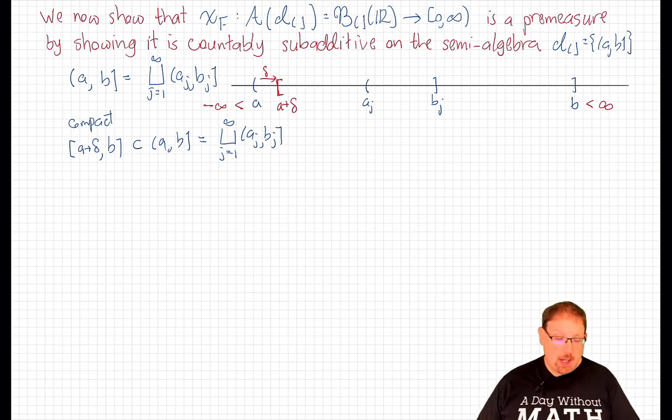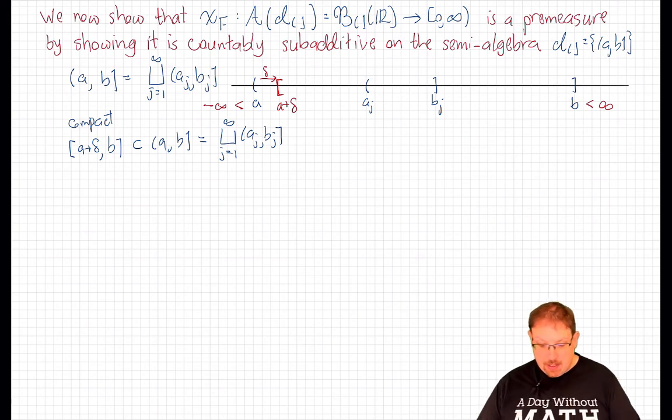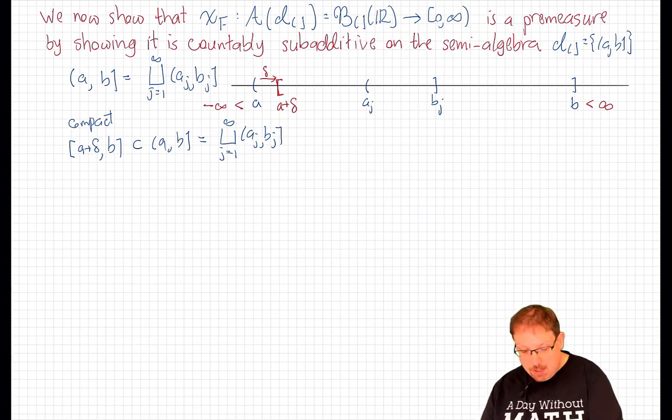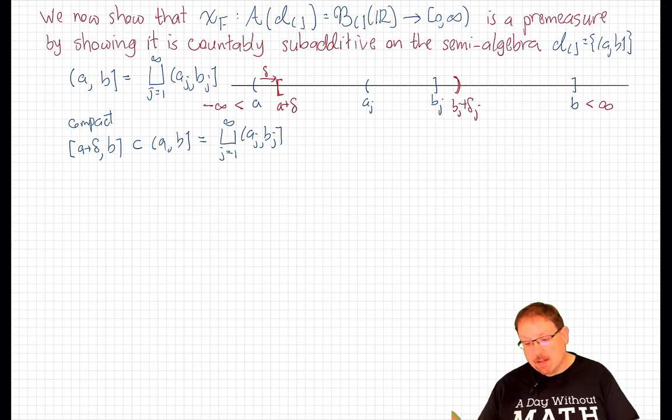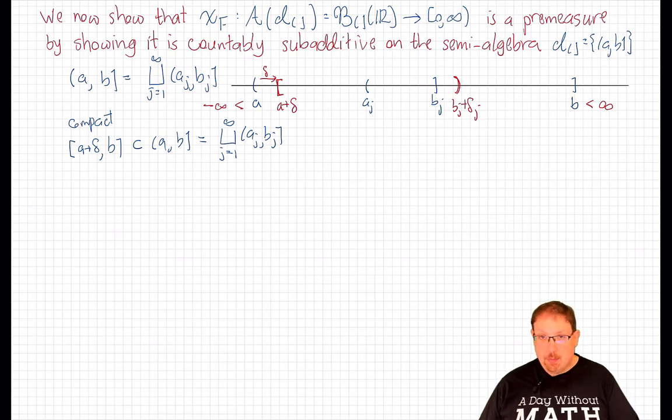Compactness is about open covers, not half-open covers, so we're going to need an open cover, and the way we'll achieve that is to enlarge the interval from aj up to bj. We'll move the bj a little bit over to bj plus delta j, where we choose the delta j small enough so that it's still less than b, unless we happen to be at that endpoint, but that's only going to happen once, so we don't need to worry about it.